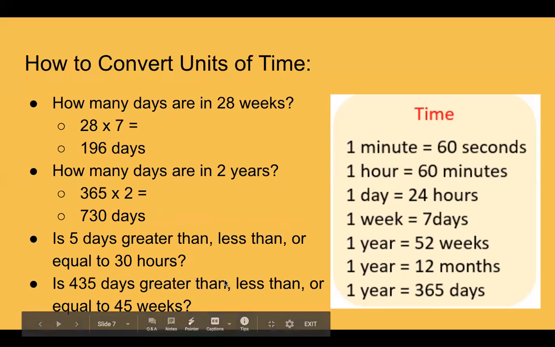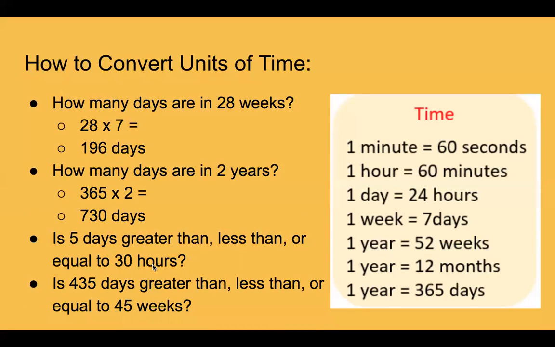All right, these last couple ones are comparisons. So we're going to compare using greater than, less than, or equal to. So if we have 5 days and 30 hours, I want to know, is 5 days greater than, less than, or equal to 30 hours? So to figure that out, I have to think about, well, how many hours is 5 days equal to? Because remember, I can't compare days to hours with those different units because they're not comparable in amount. A day is a lot longer than an hour. So I can't compare them nicely.